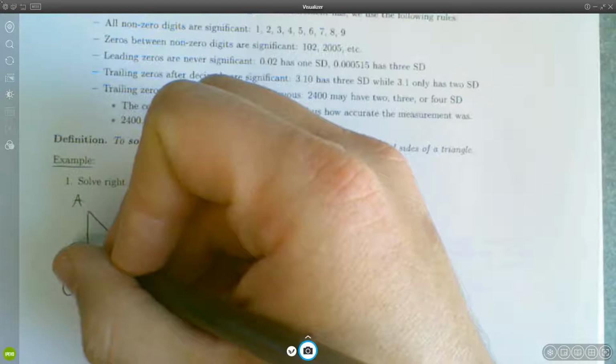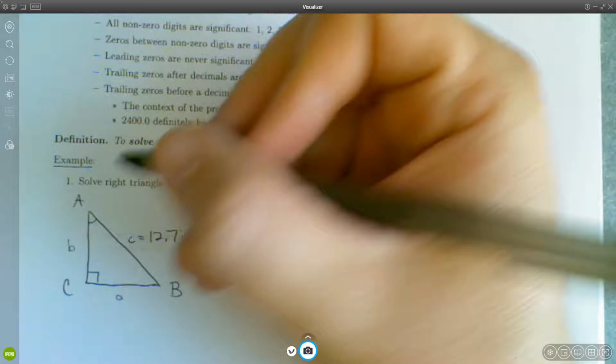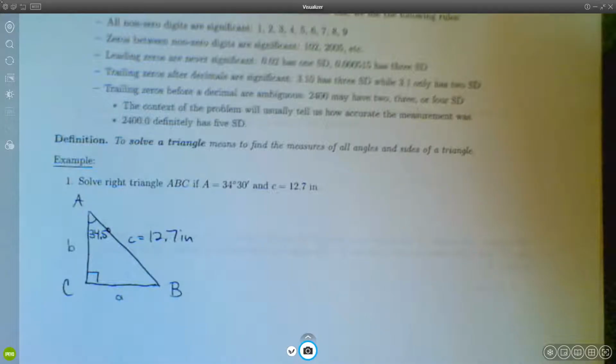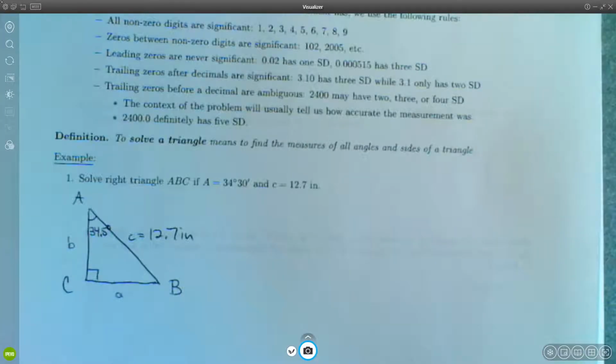We're told that lowercase c is 12.7 inches, and that angle A is 34 degrees 30 minutes. I'm going to change that to decimal degrees: that's 34.5 degrees, since 30 minutes is half of a degree. We're supposed to solve this triangle, which we can do pretty easily. First, we can find angle B: B equals 90 degrees minus 34.5 degrees.